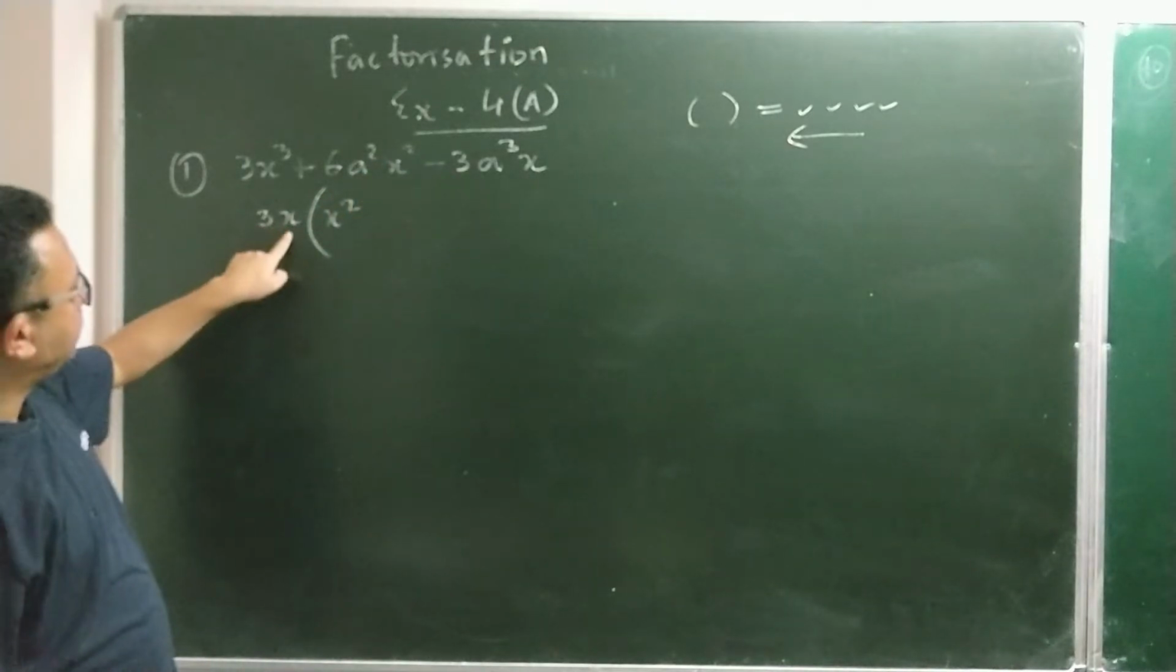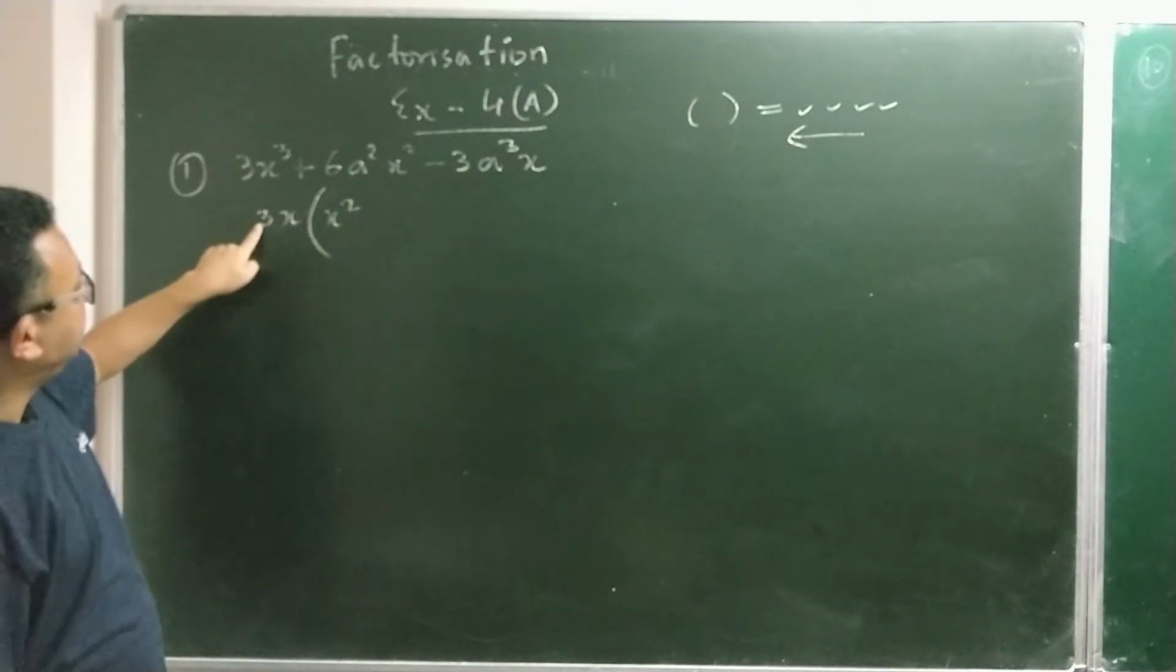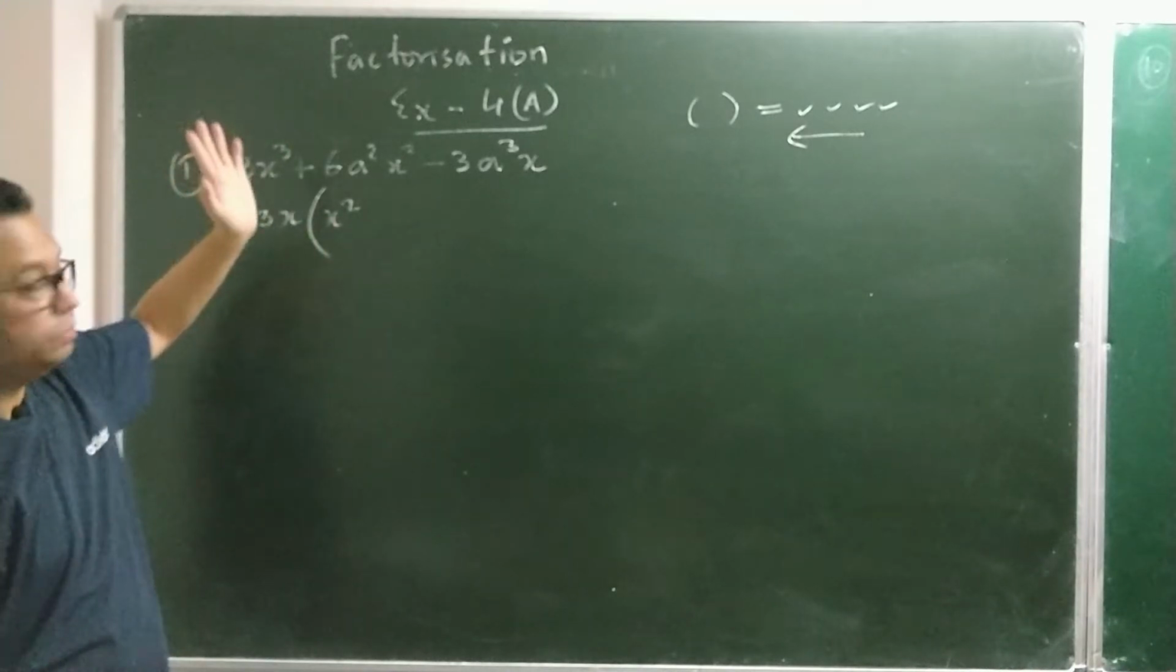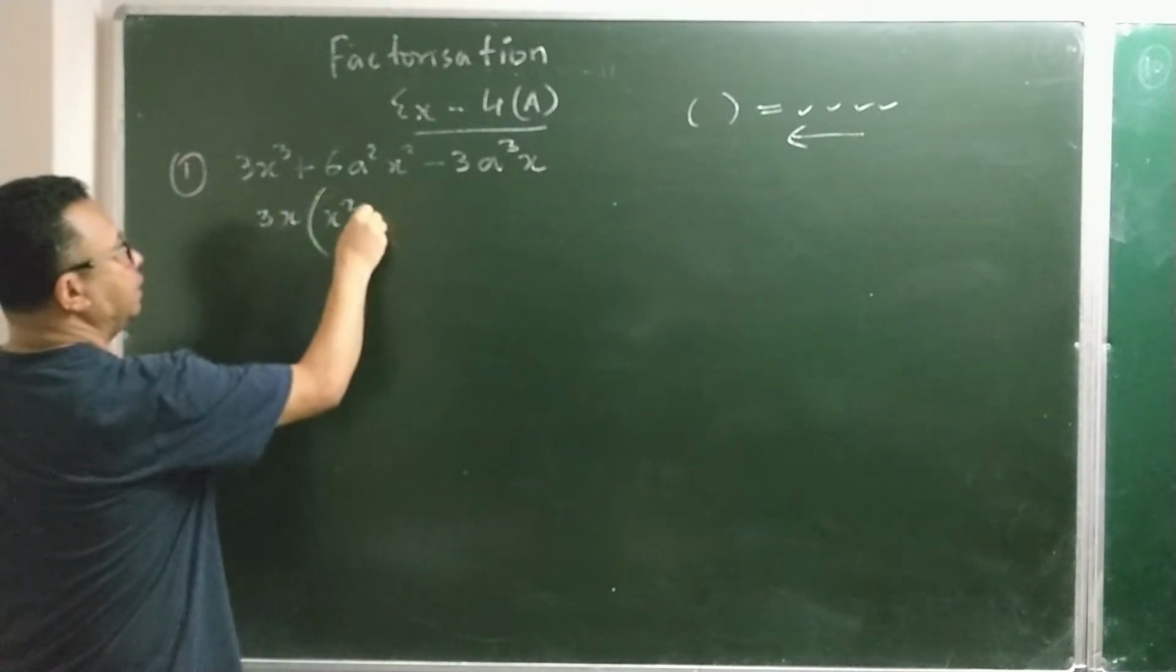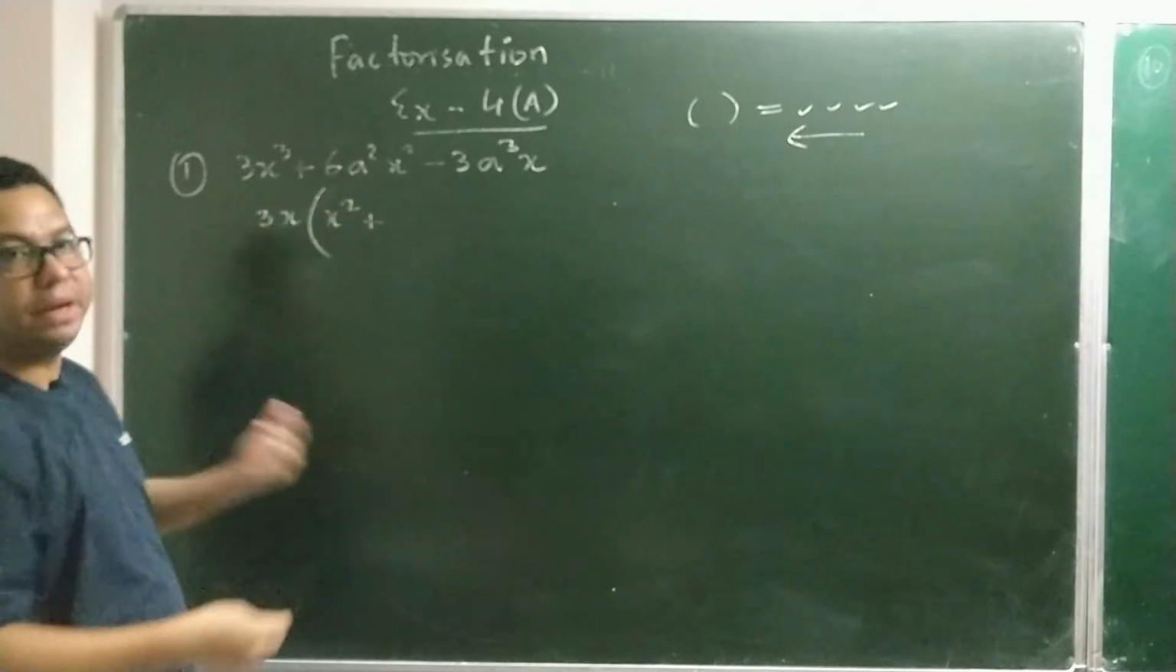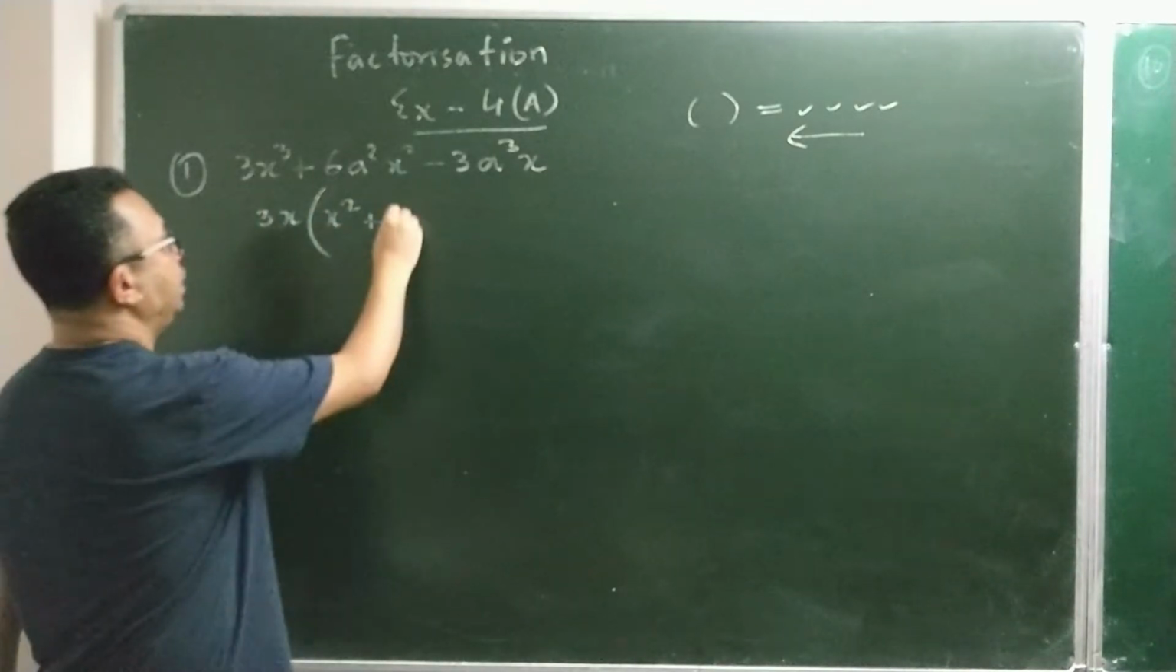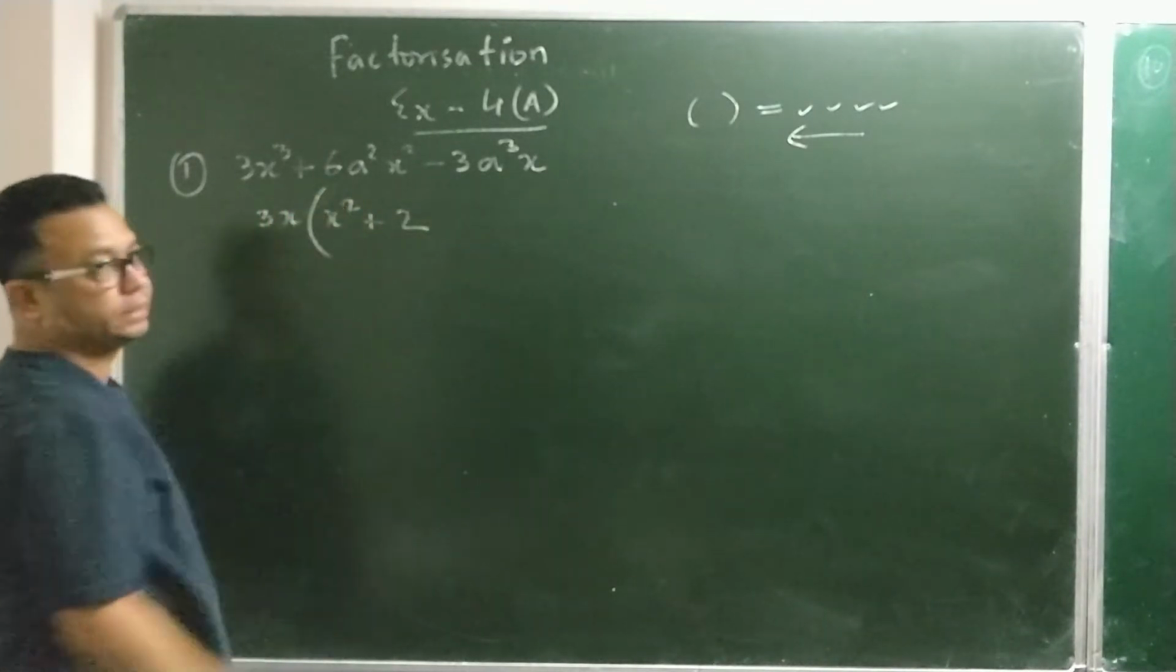So in fact, if you multiply 3x into x square, then you should get this. So 3x into x square is 3x cube. Similarly now, here plus sign. Now 3 will go to 6 how many times? When 6 is divided by 3, it will go 2. So 3 into 2 is 6.